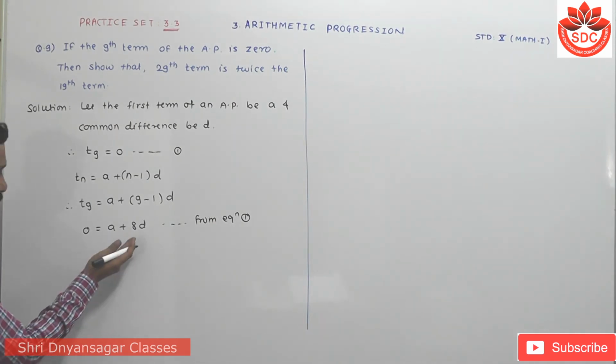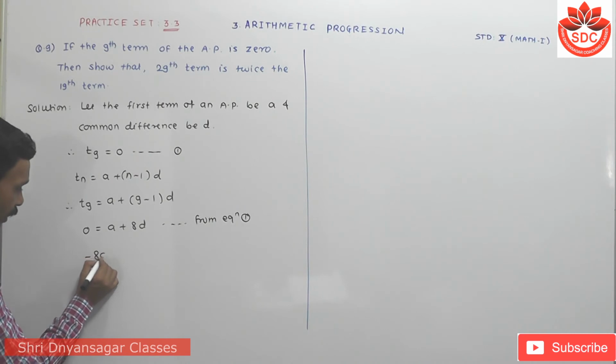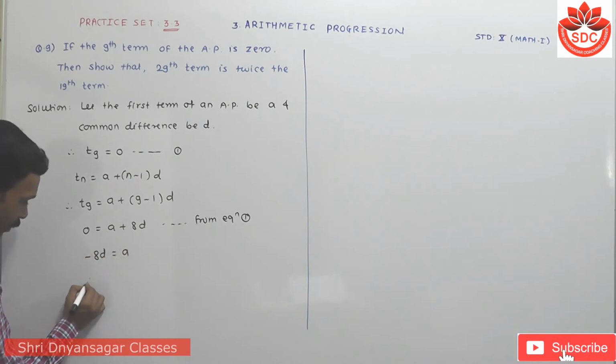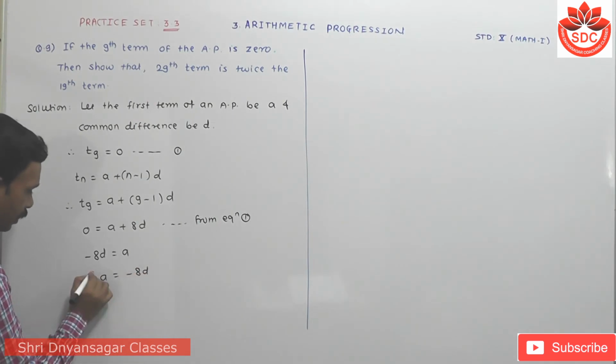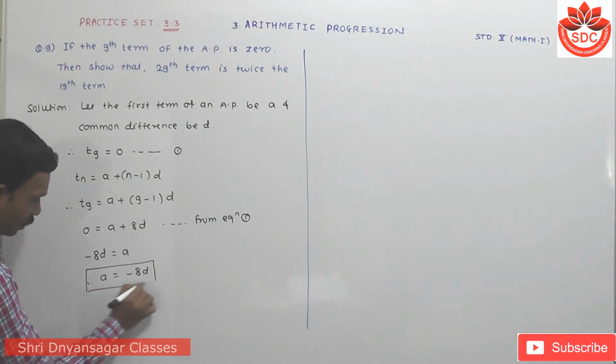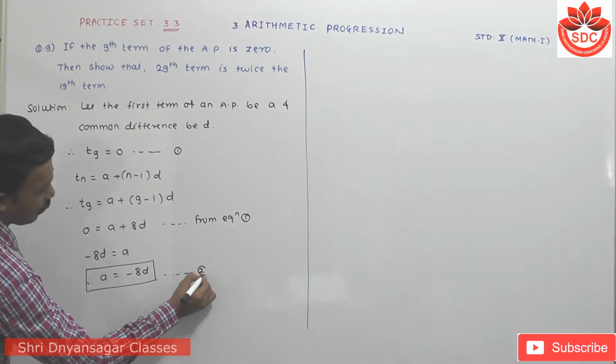Student, then I have to transfer this 8D to this side. We get minus 8D is equal to A, which means A is equal to minus 8D. We use this to solve the next parts here. Suppose that this is equation number 2.